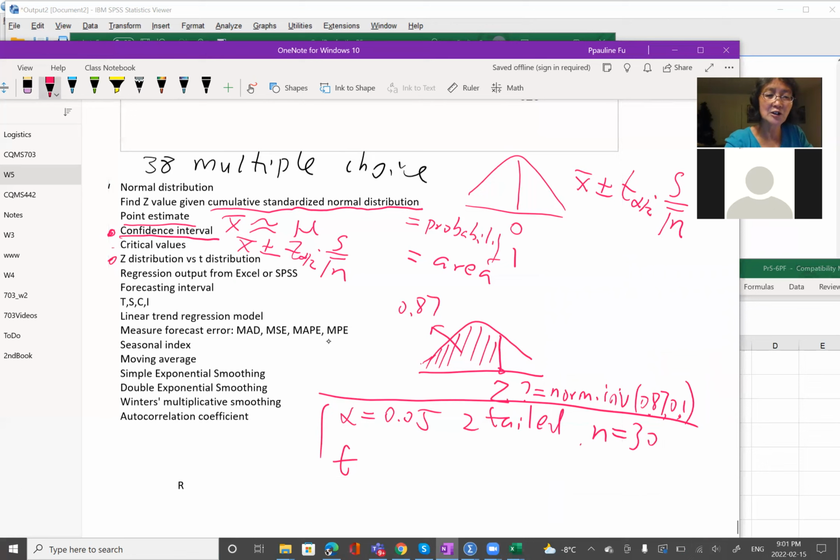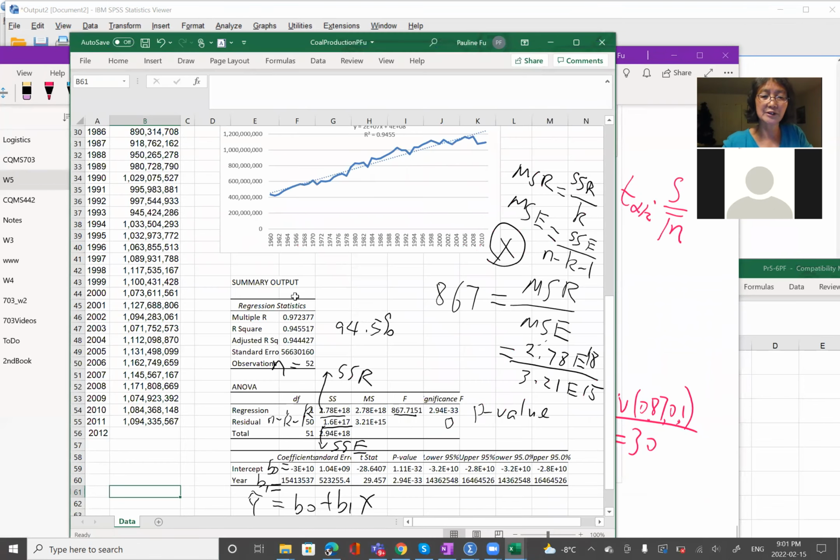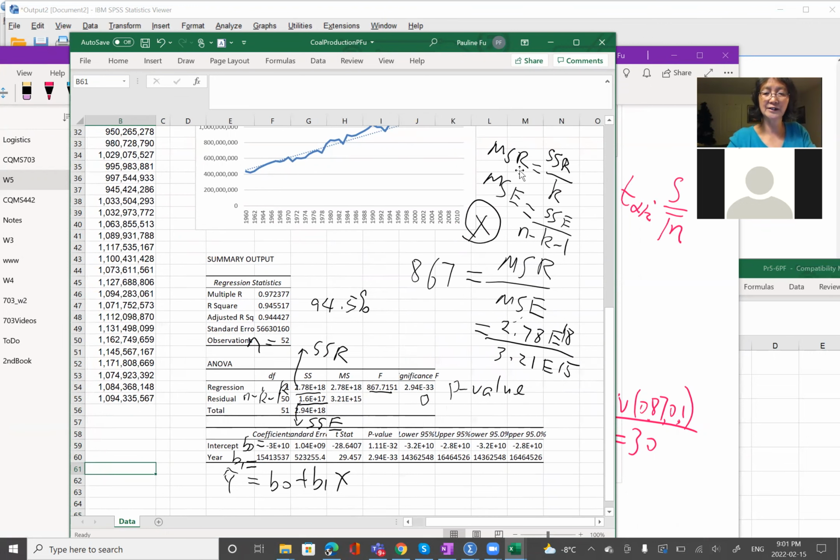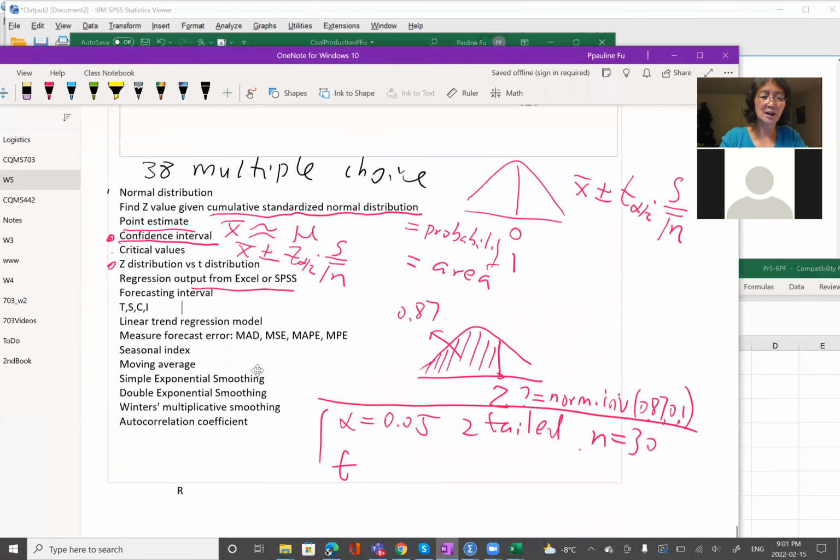Next is the regression output from Excel. We did it today. Remember those, this table here, very, very important. The summary output, the ANOVA table, and the last table here. Every number in this table is important. And I give you a detailed explanation here, see? So that is referred to this part. And then the linear trend regression model, we did it today.